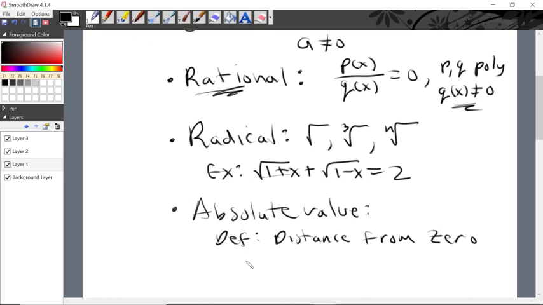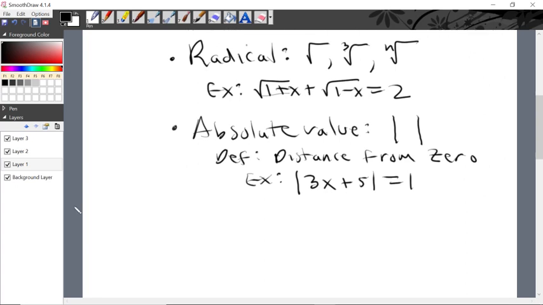So an example of an absolute value equation: the absolute value is the long vertical bars that enclose an expression, saying we're taking the absolute value of the expression. An example of an absolute value equation would be, let's say, the absolute value of 3x plus 5 is equal to 1. We'll take a look at that example. How do we solve something like that?